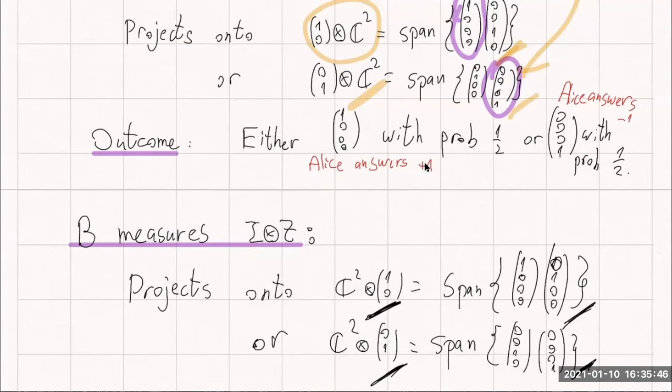The point is that if Alice answered with a 1, now the state is not the original EPR pair. The state is just 1, 0, 0, 0. So where is Bob going to project the current state? Zero, 1, 0, 0. Why? You look at these spans. Our current state is this thing, 1, 0, 0, 0. It lives inside one of these subspaces. So it's going to project.